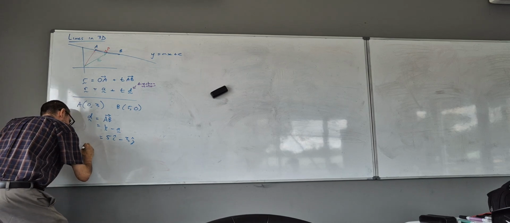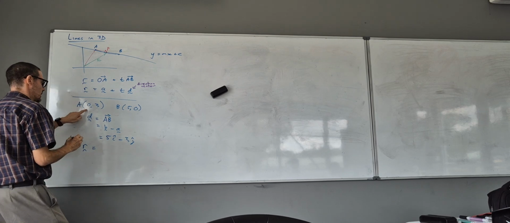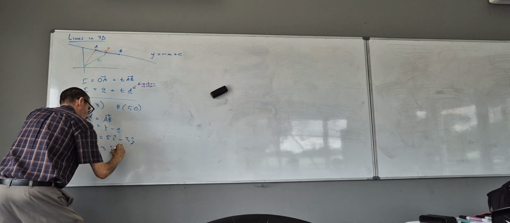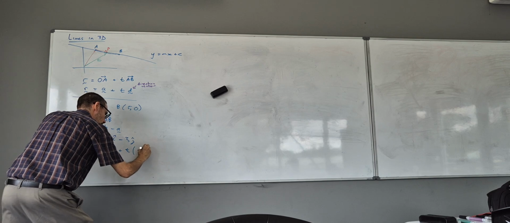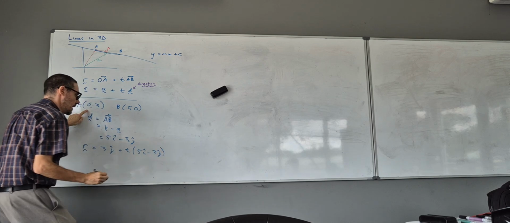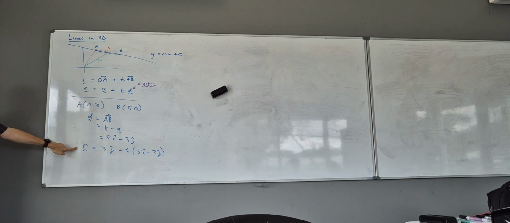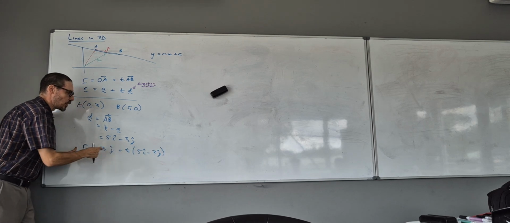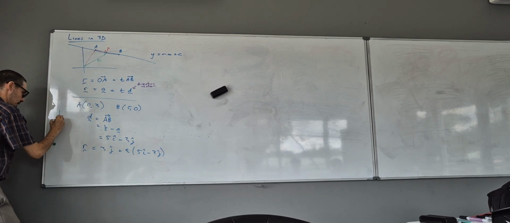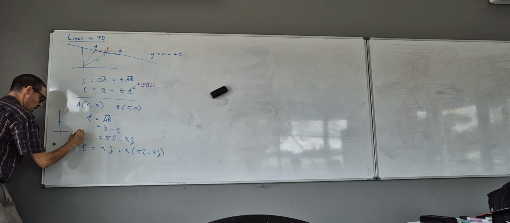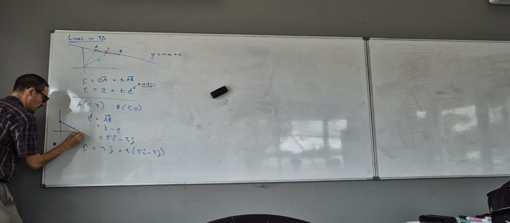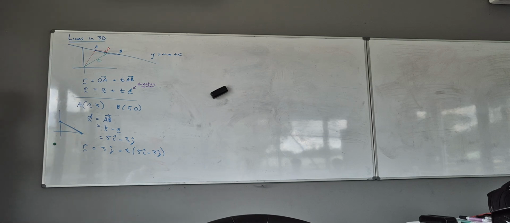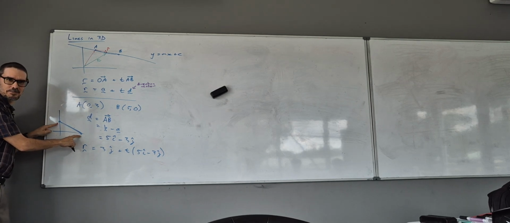And then my line segment is described by going first to A, then some multiple of 5i hat minus 3j hat. And that's my vector equation of the line. But there are some restrictions. This describes the whole line. I only want the bit between those points. What values of t will get me between those points?